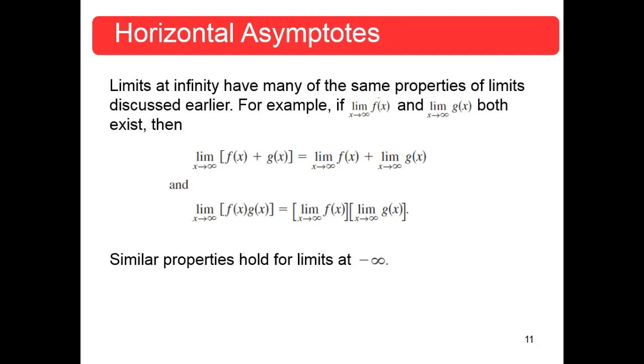Now, limits at infinity have many of the same properties as limits discussed earlier. For example, if the limit of f of x as x approaches infinity and the limit of g of x as x approaches infinity both exist, then the limit of the sum of those two is the sum of the limits of those two. Same thing if you put a minus sign there. The limit of a product would be the product of the limits. And the same thing would happen if you're going to negative infinity.